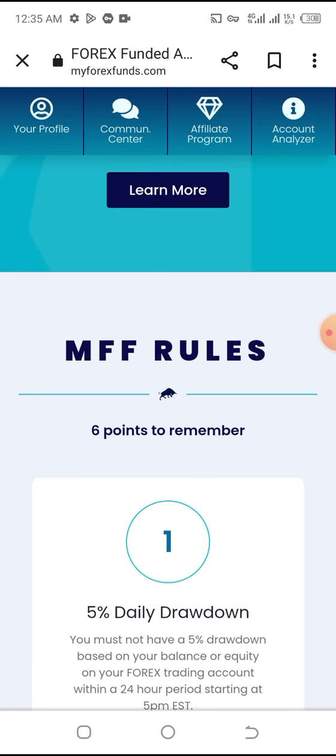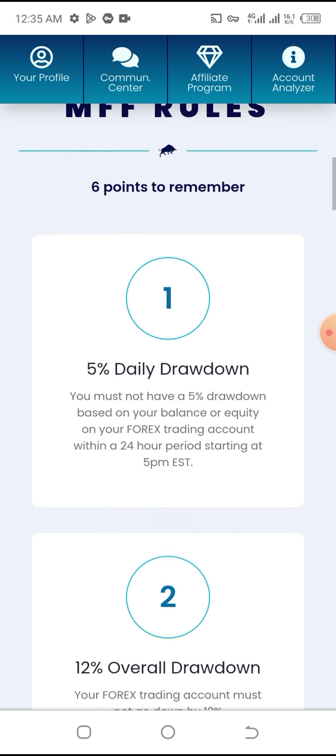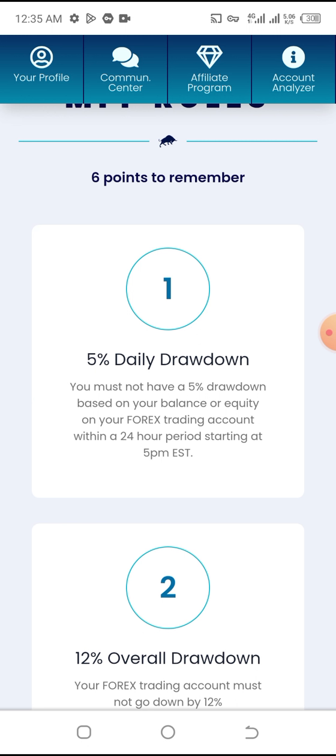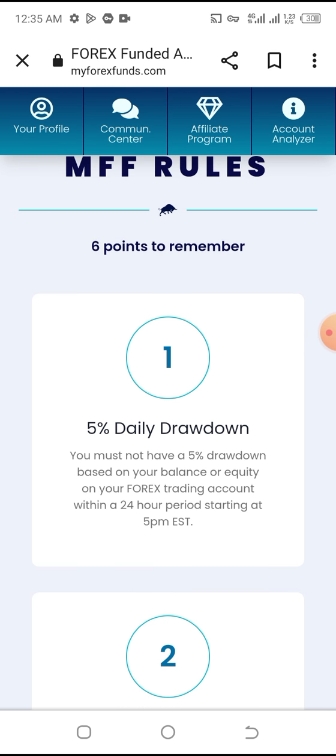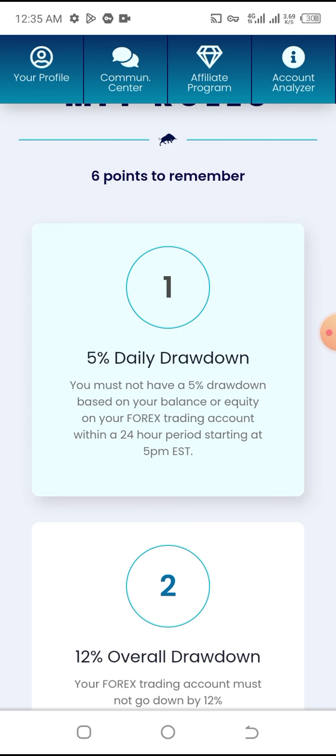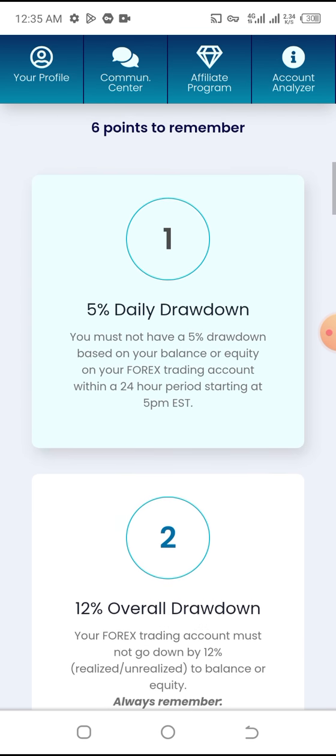So now these are My Forex Funds rules, six points to remember. Now I'm going to explain what we call the 5% daily drawdown. I'm going to give an example with an account, because My Forex Funds' minimum account is $5,000, so I will start with an account of $10,000. When you buy an account of $10,000, and they say daily drawdown, they mean that you're not supposed to make a daily loss of 5%. Now, people confuse this.